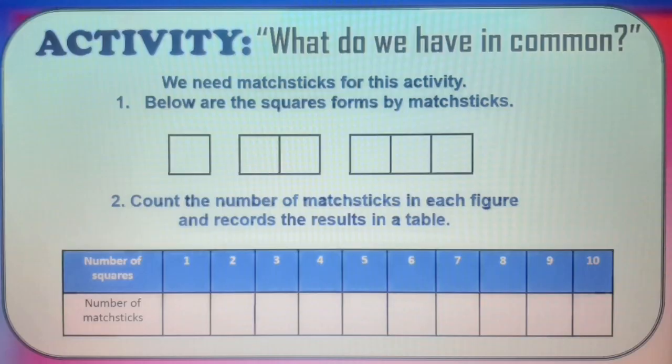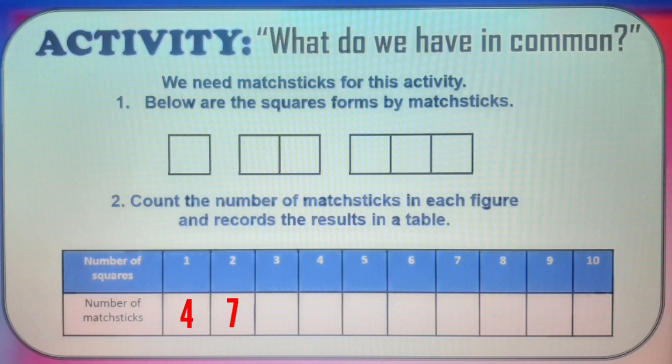Let's have the given table. Again, the number of squares and the number of matchsticks. Let's start with one square. How many matchsticks do we need in order to form a square? Yes, you're going to have 4. Next, if you add another square, attached to our first square, not separated, what will happen to the number of matchsticks? You're just going to add 3 and it will become 7.